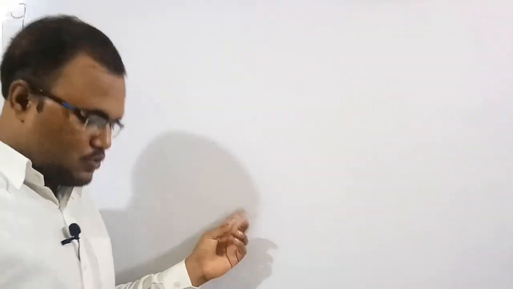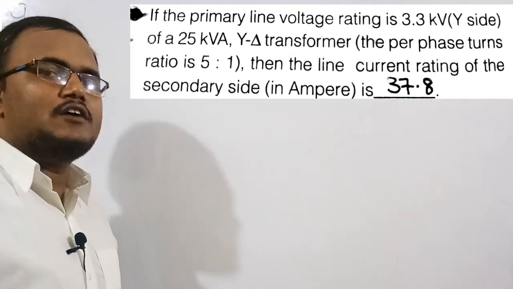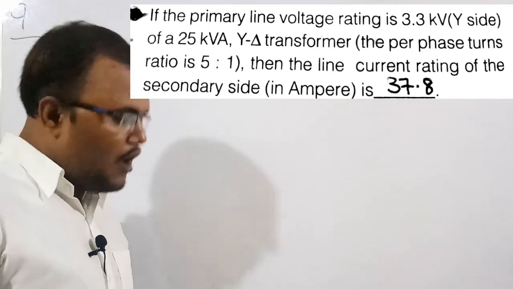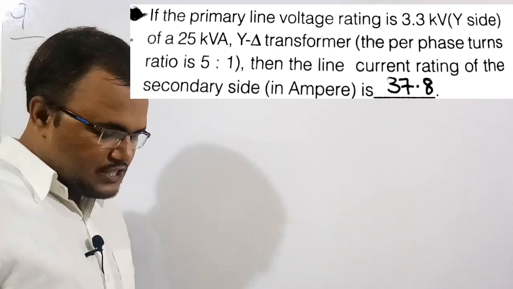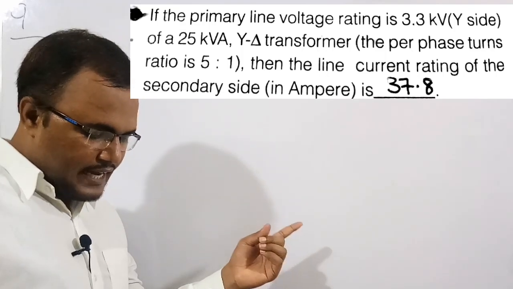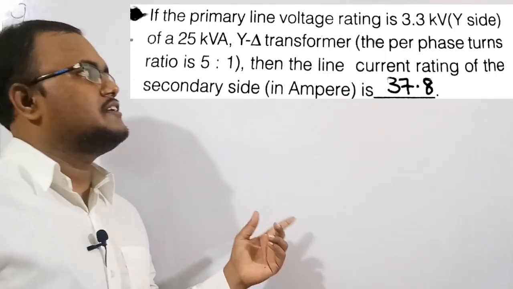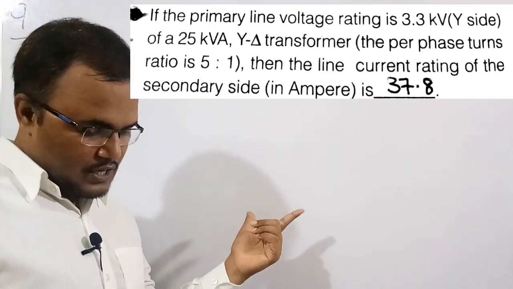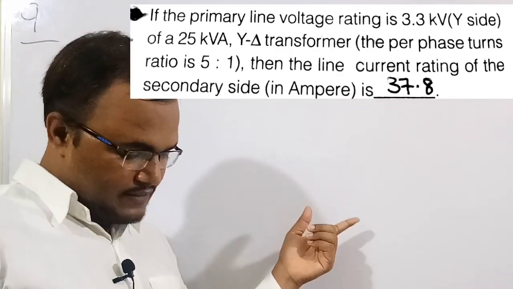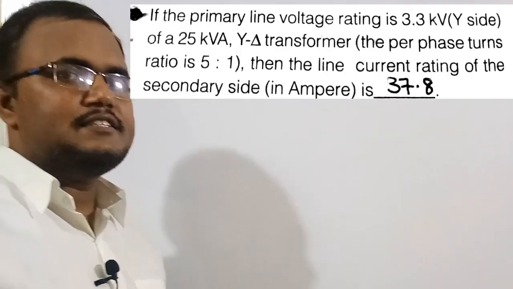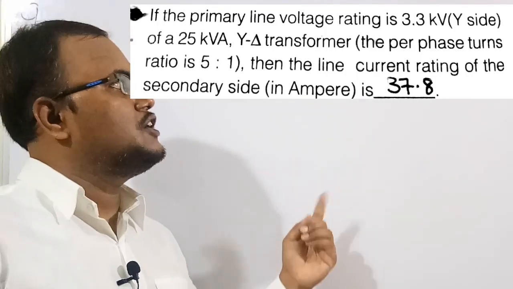See the question here. The question says that if the primary line voltage rating is 3.3 kV on the star connected side of a 25 kVA star to delta transformer, the per phase turns ratio is 5:1, then the line current rating of the secondary side in ampere is. So the question says that there is a transformer which has a star connection on the primary and a delta connection on the secondary. This is a 3-phase transformer, and the rating of the transformer is 25 kVA.